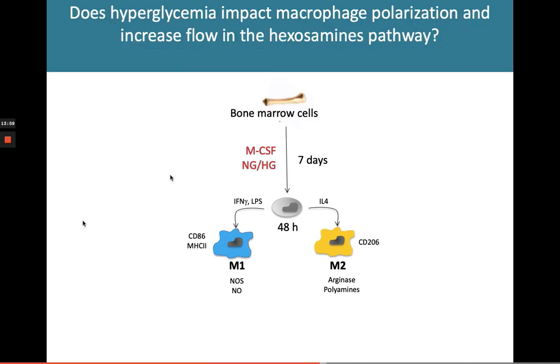This was interesting, and we asked if it was really the hyperglycemia that was changing this polarization, and if the hexosamine biosynthetic pathway could be involved in these changes. So we performed an in vitro experiment. We isolated bone marrow cells, differentiated them into macrophages, and then polarized them using gamma interferon and LPS for M1, and IL4 for M2.